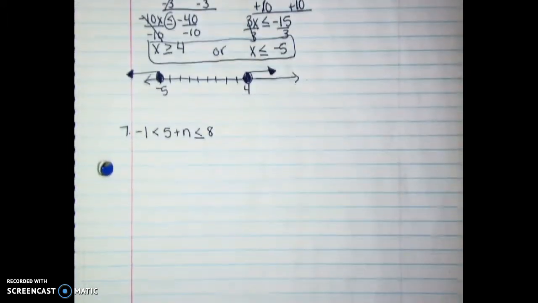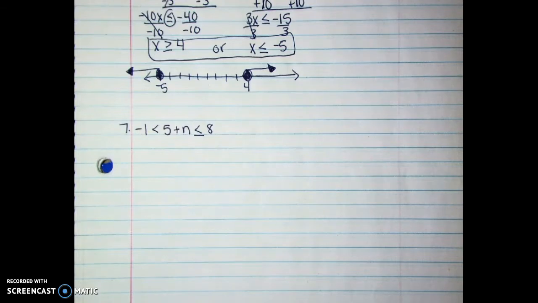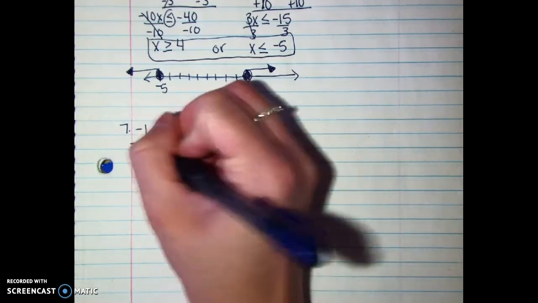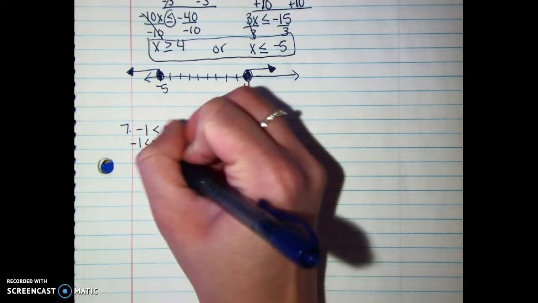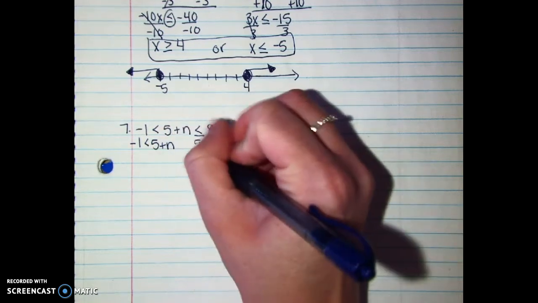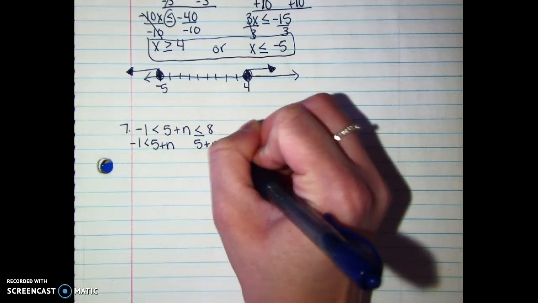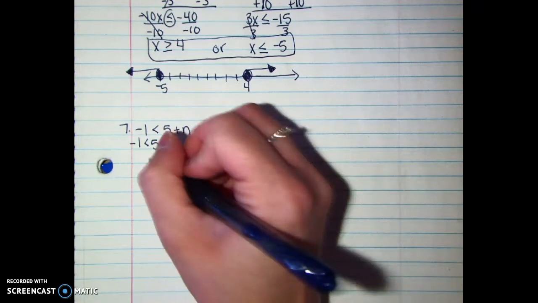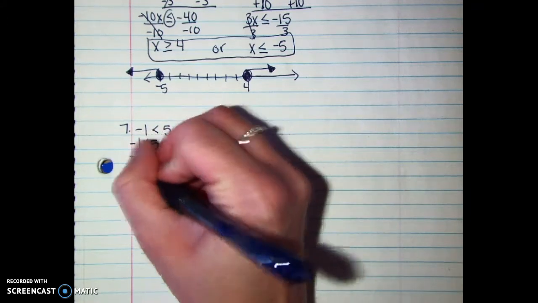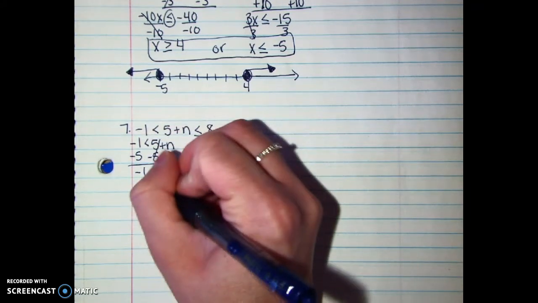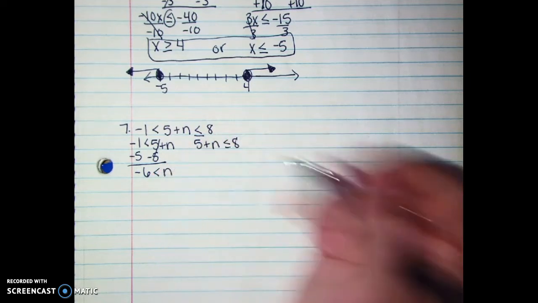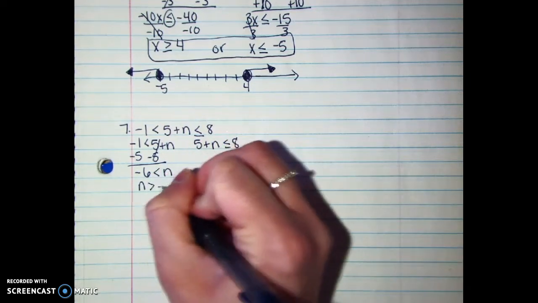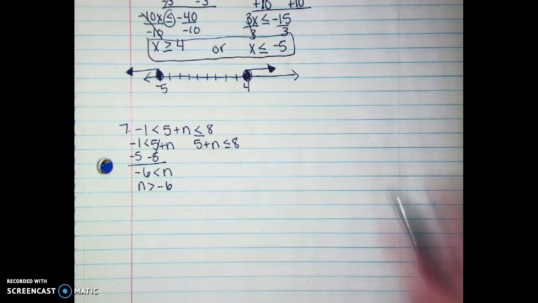This is an and problem, so they should be going towards each other. Okay, for this one I'm going to split it into two different problems. Okay, subtract 5. That's negative 6 is less than n, which is the same thing as n is greater than negative 6.